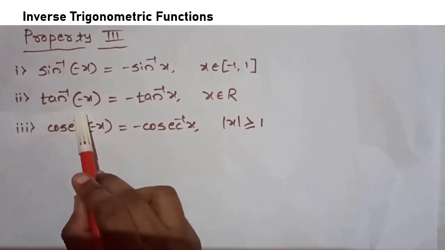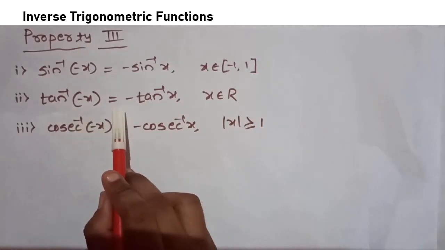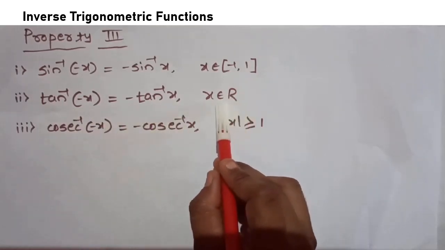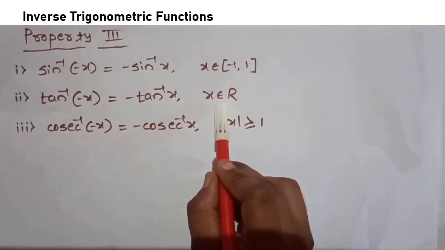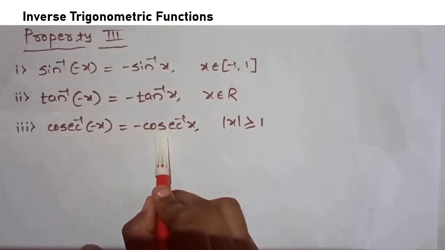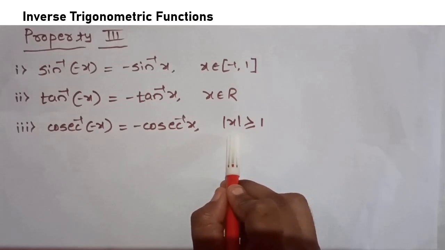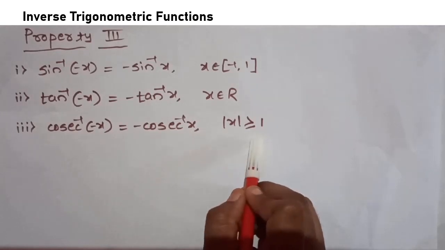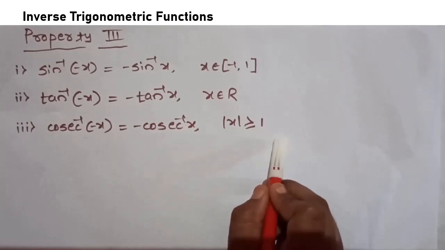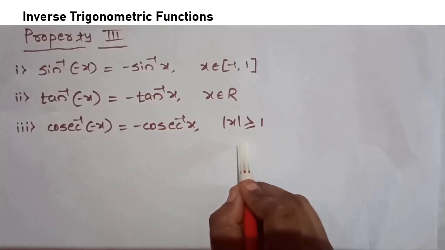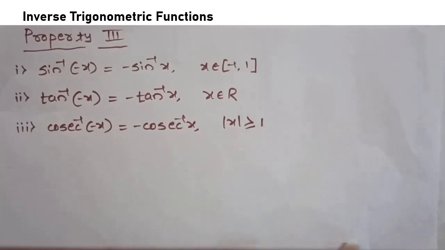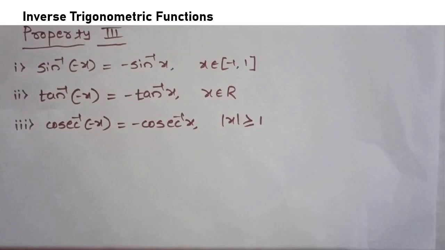The next property: tan inverse minus x is equal to minus tan inverse x, where x should belong to the set of all real numbers. And the third property: cosec inverse of minus x is minus cosecant inverse x, where mod x is greater than or equal to 1. You can write x belongs to the set of all real numbers excluding the open interval minus 1 to 1, or x belongs to the semi-open interval minus infinity to minus 1 union the semi-closed interval 1 to infinity. Okay, let me prove these three properties now.